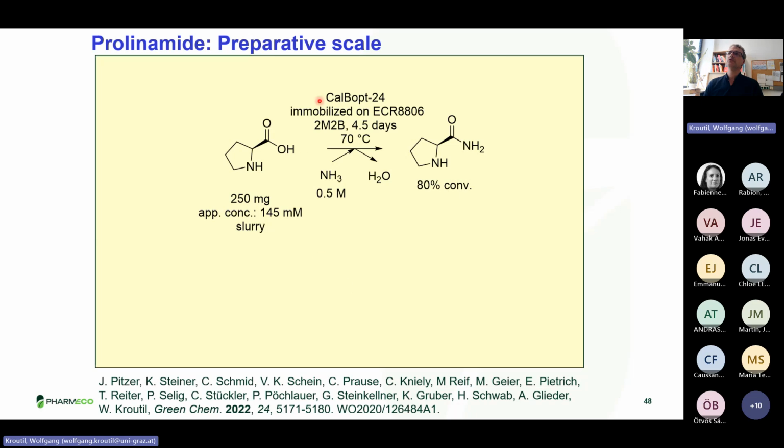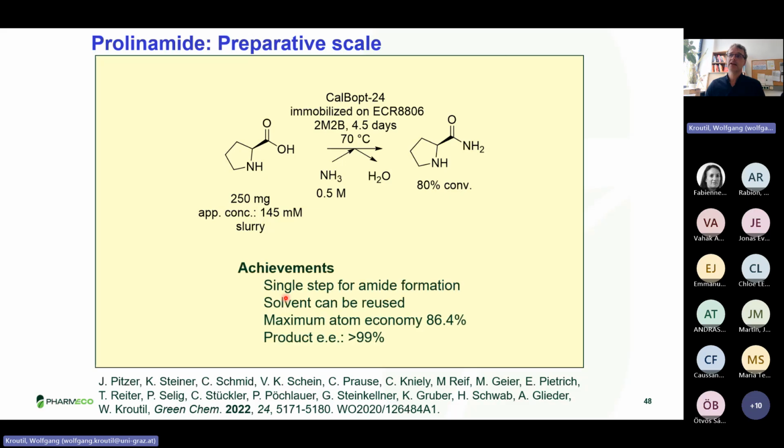At the end, we could use a Candida antarctica lipase variant, which was optimized in 2-methyl-2-butanol as solvent. Here these conditions are rather long, but still we have a slurry and have the amino acid suspended in the organic solvent. It's not dissolved at the concentration. Actually, the concentration is very low, but still we could make it in 1 single step.